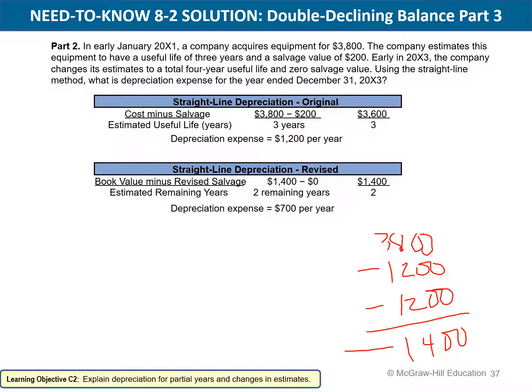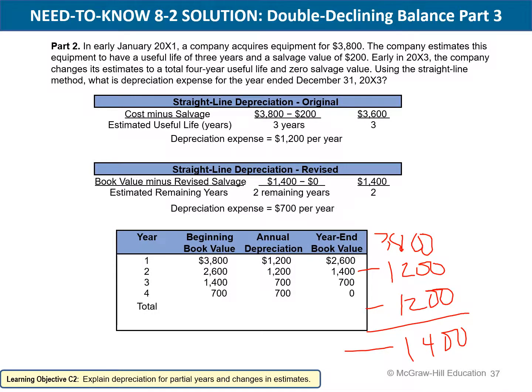Okay, and there's the chart. You're taking $1,200 in the first 2 years, and then you're taking $700 in the last 2, for a total of $3,800. Okay.